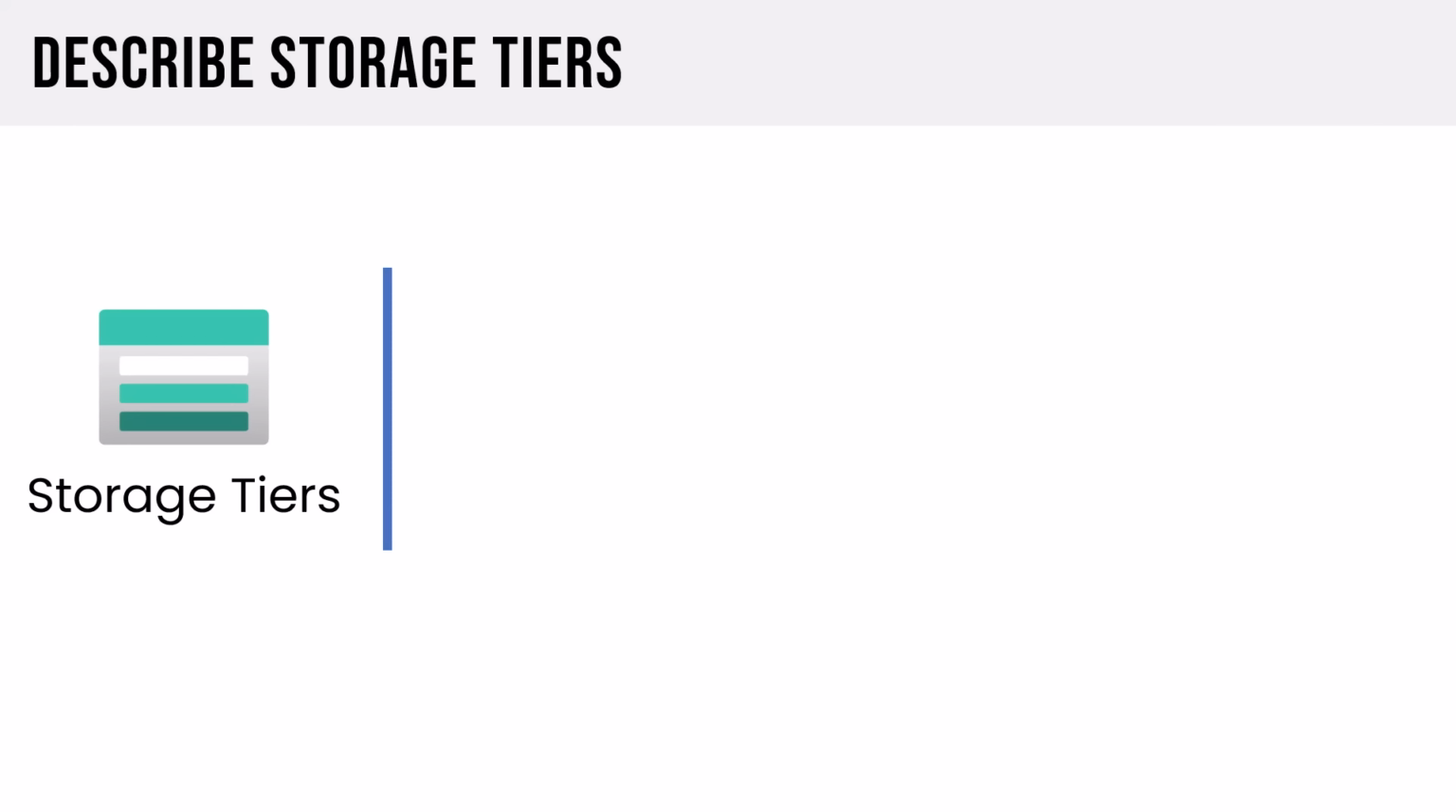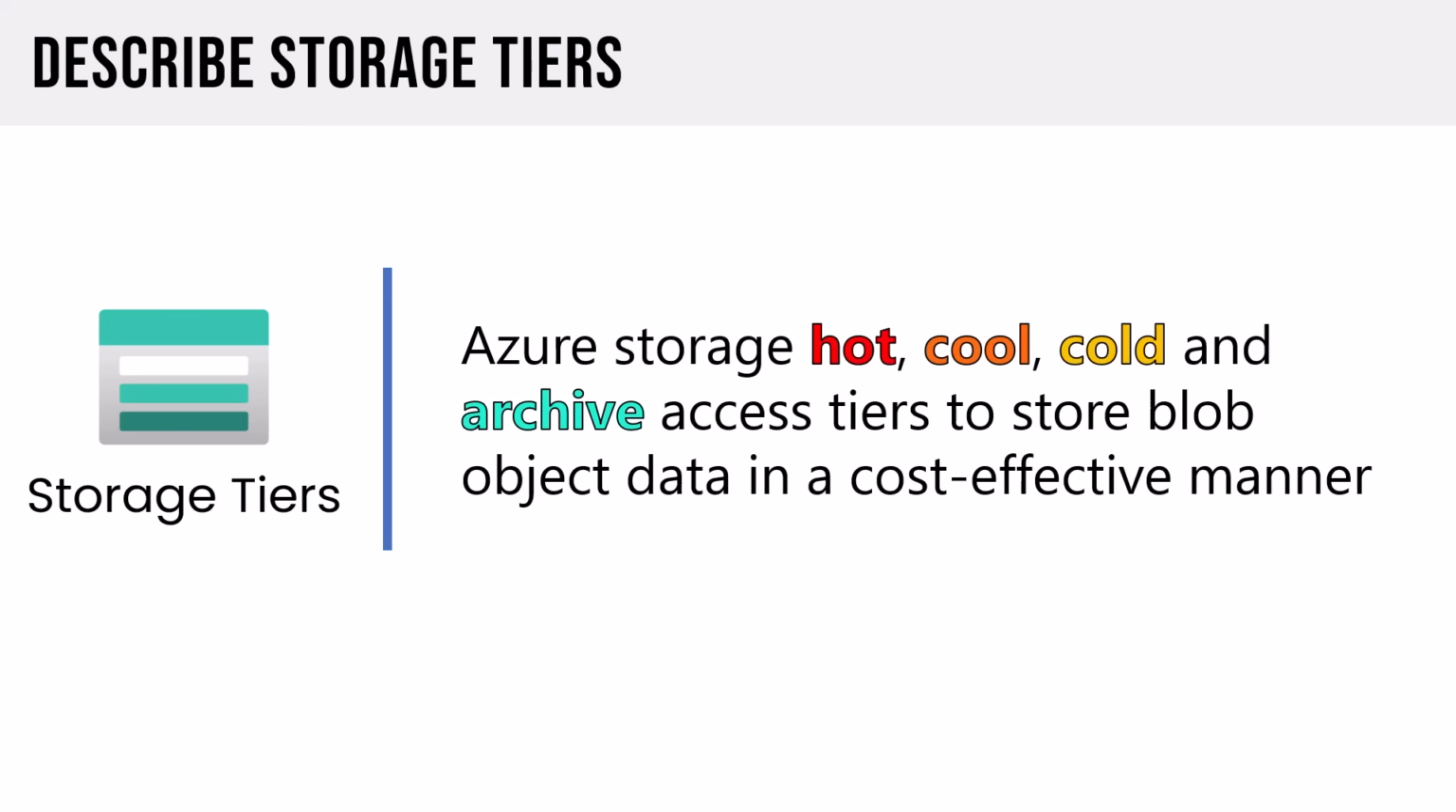Next, we're going to dig into storage tiers, and for purposes of our discussion here, we're going to look at these side by side so you understand how they compare relative to one another. So with storage tiers, we have hot, cool, cold, and archive access tiers to store blob object data in a cost-effective way.